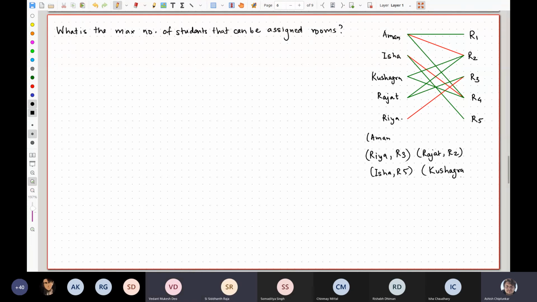Rajat already has R2, so Kushagra could be given R4 instead. Kushagra gets R4, and Aman gets what? What is the remaining room? R1, is it? R1, yeah. Let's verify. Aman gets R1. Ria gets R3. Rajat gets R2. Isha gets R5. Kushagra gets R4. Yeah, that sounds good to me.